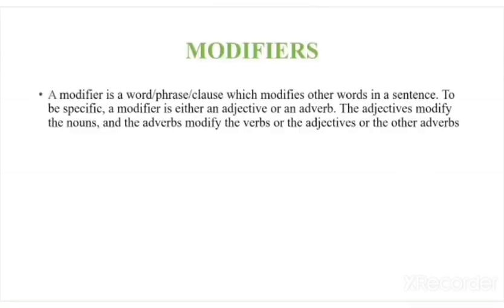Modifiers. A modifier is a word or phrase or clause which modifies other words in a sentence. To be specific, a modifier is either an adjective or an adverb. The adjectives modify the nouns, and the adverbs modify the verbs or the adjectives or the other adverbs.